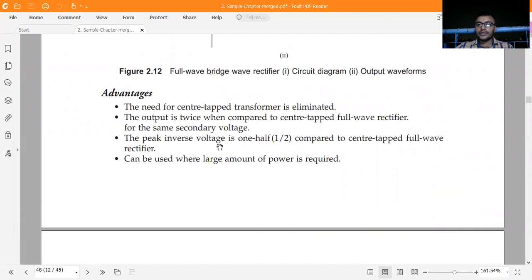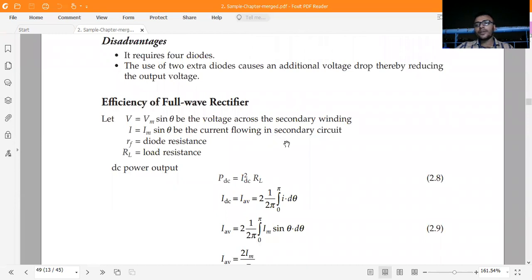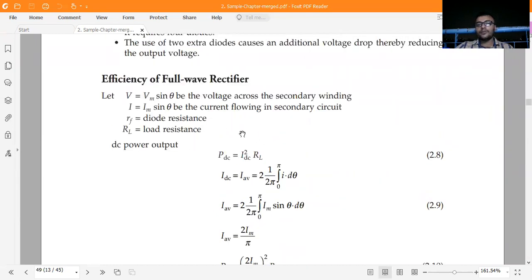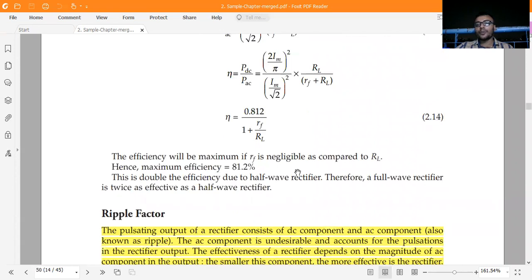And the great thing is that the peak inverse voltage of the full wave rectifier is half that of the center tap rectifier. If we find the efficiency of the full wave rectifier, its efficiency is around 81.2%.